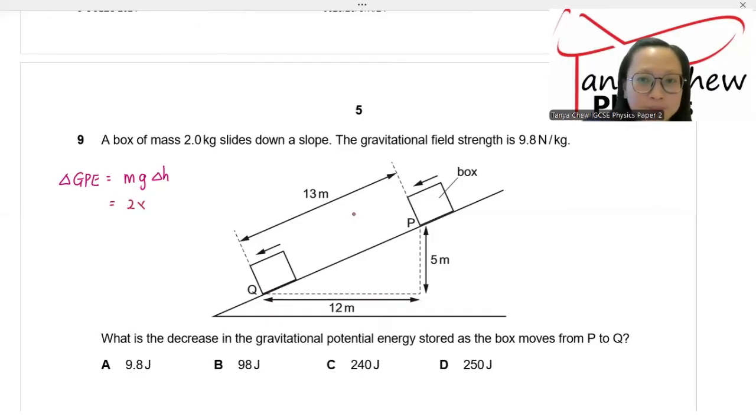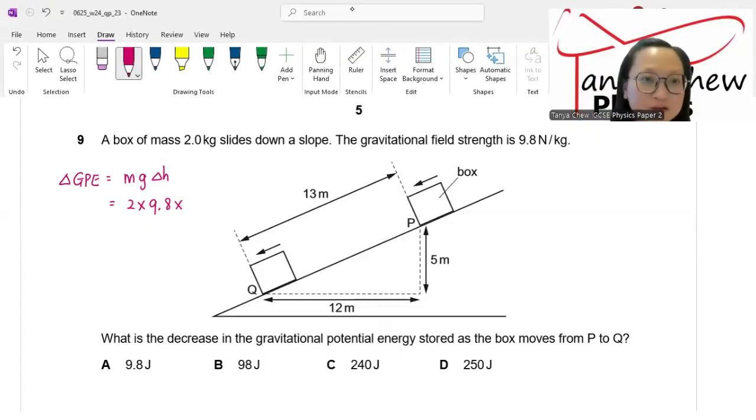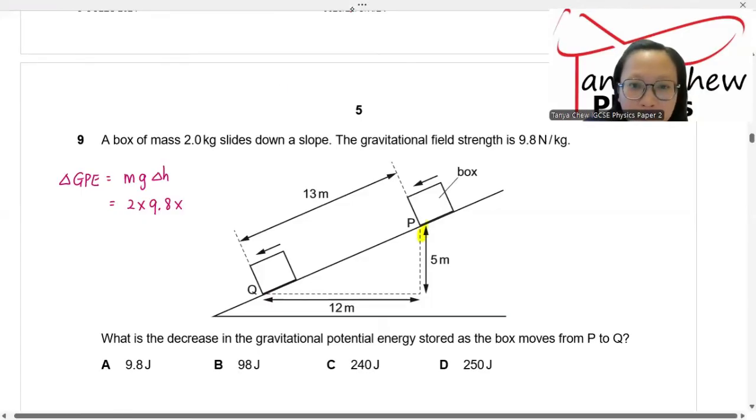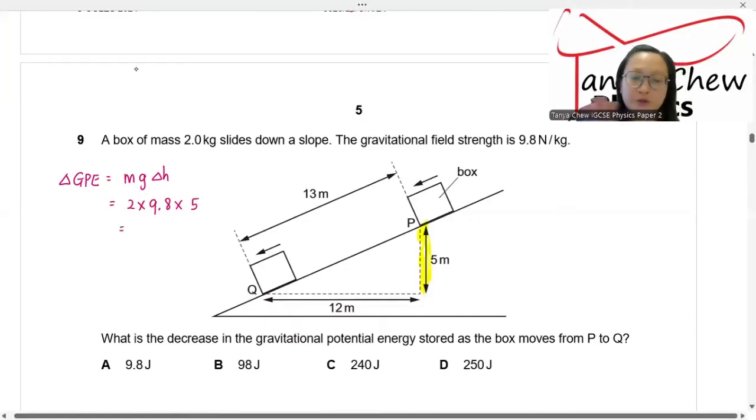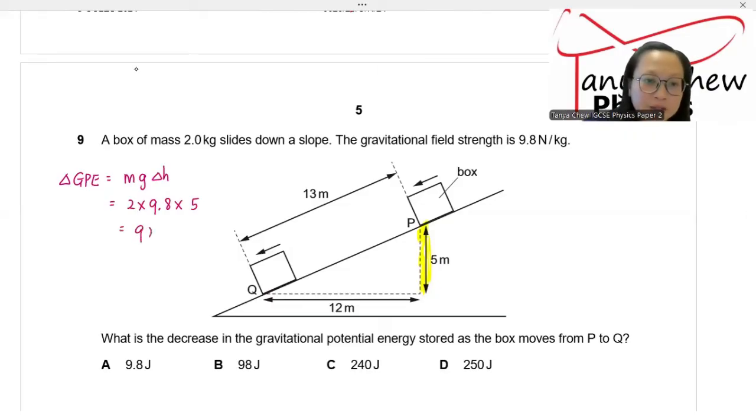Oh, 2 kilogram. And g is 9.8. The difference in height. Okay, what is height? Height is the vertical position. This is called the height from P to Q. This is the height. Right, so the height is actually 5. So remember that. You cannot use 13, you cannot use 12. Right, so the answer is 98 joules. B is the answer.